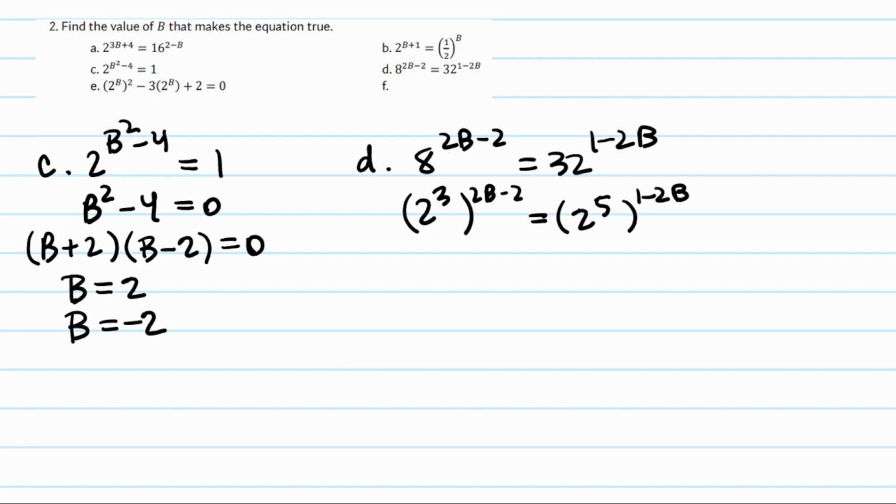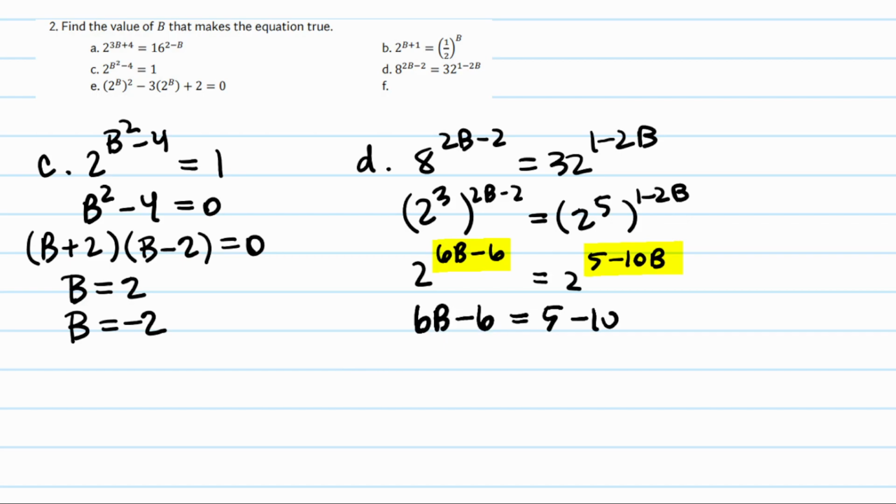Now this is a situation where I would multiply the exponents. So 2 to the 6b minus 6 equals 2 to the 5 minus 10b. I'm distributing the 3 over the 2b and the minus 2, and I'm distributing the 5 over the 1 and the negative 2b. And now that I've got these with the same base, I can set their exponents equal to each other, and say 6b minus 6 is equal to 5 minus 10b.